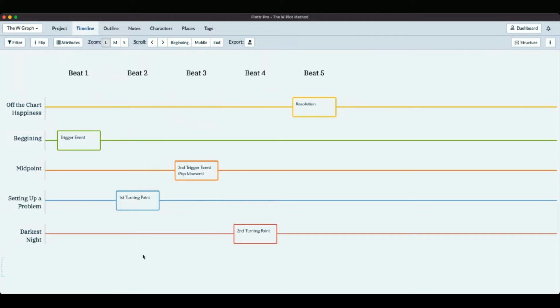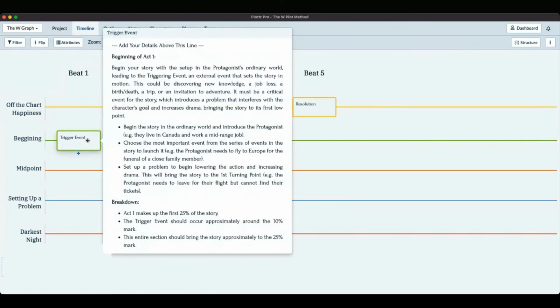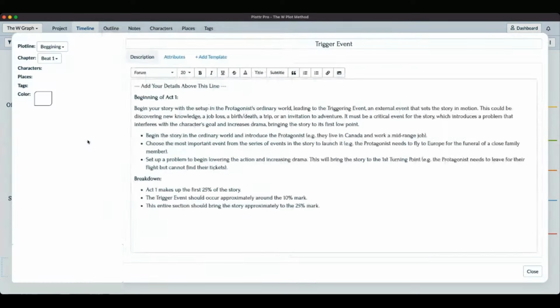Okay, the first one is the trigger event. This is the very beginning of the story. You'll notice that this is not the highest point of the story, and I'll explain how that works in a few minutes as well. In this beginning, this trigger event, you're going to set up the story in the protagonist's ordinary world, which is going to lead to the triggering event, or what we would call the inciting incident, which is an external event that sets the story in motion and usually in a negative direction.